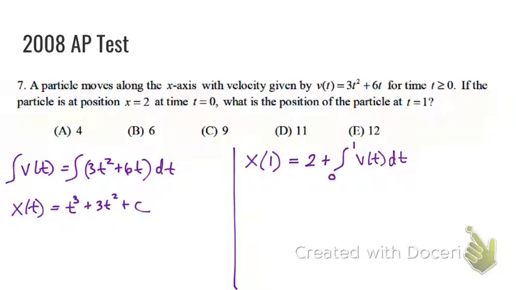Now, I can plug in my initial condition. Wherever I see a t, I'm going to plug in 0. Wherever I see an x, I'll plug in the 2 to say that that was my position at time equals 0. So 2 is equal to 0 cubed plus 3 times 0 squared plus c. Therefore, c is equal to 2. My constant of integration is equal to 2. So my specific position function is x of t equals t cubed plus 3t squared plus 2.